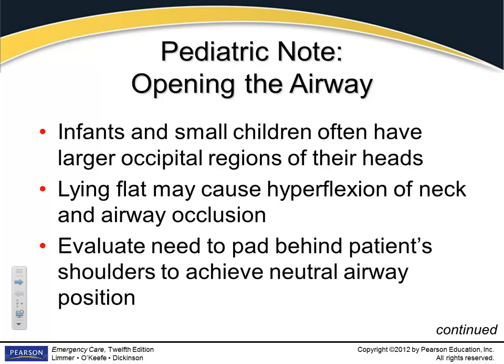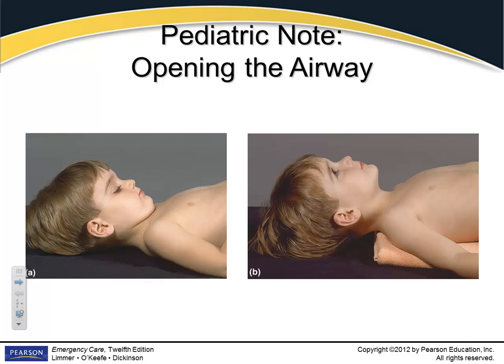Sometimes you may have the opposite. If you've got a very small person, their head may actually be larger and they may have to be very thin through here, and it then throws their head forward. So evaluate with each patient to make sure you have neutral alignment. You may have to pad under it, you may not. You may have to pad under the shoulders, you may have to pad under the head. So you're going to evaluate each patient to determine how you're going to keep an open airway.